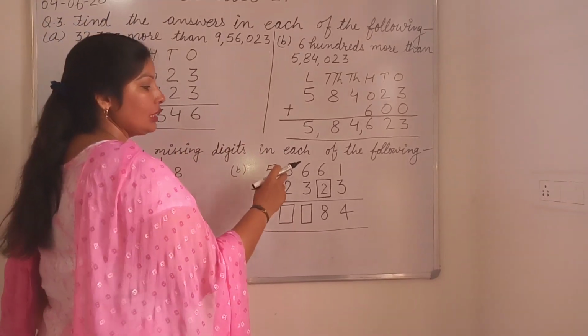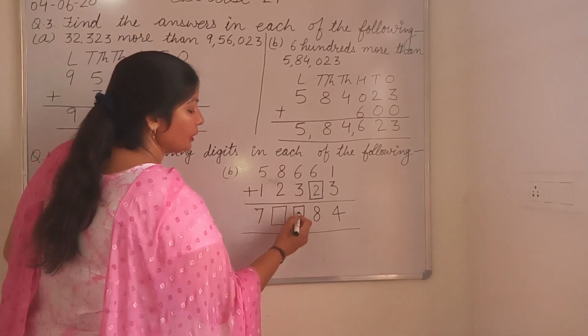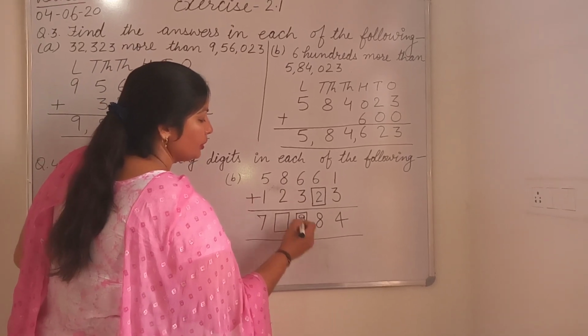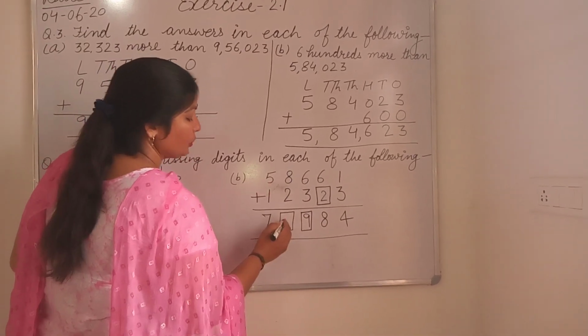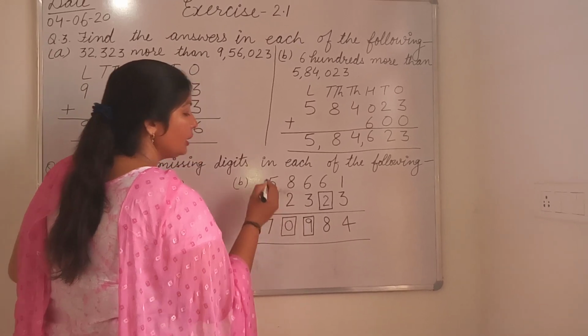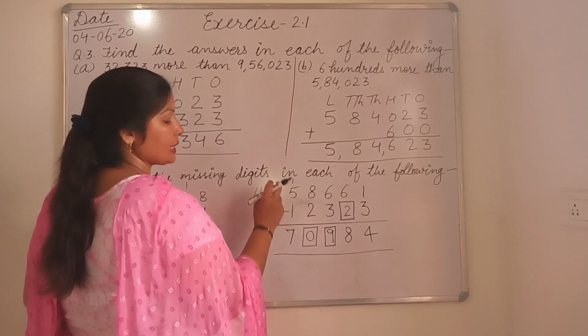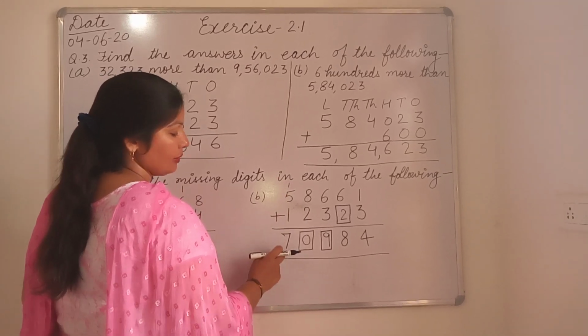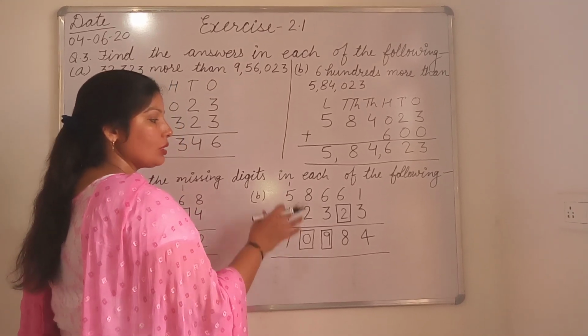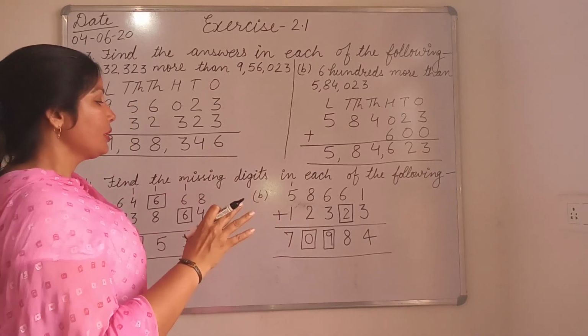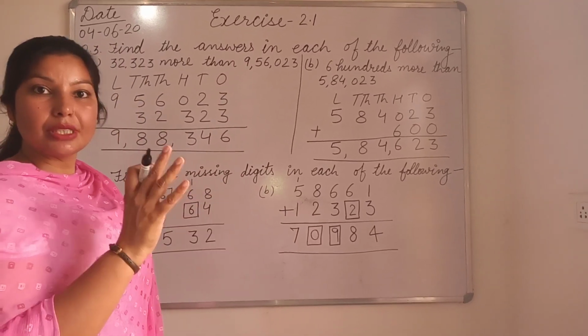Okay. Now 6 plus 3, 9. 8 plus 2, 10. So we write here 0 and 1 goes carry. Now 5 plus 1, 6. And 6 plus 1, 7. So it is correct. Okay. So like this you have to fill. Now C and D parts you will solve yourself.